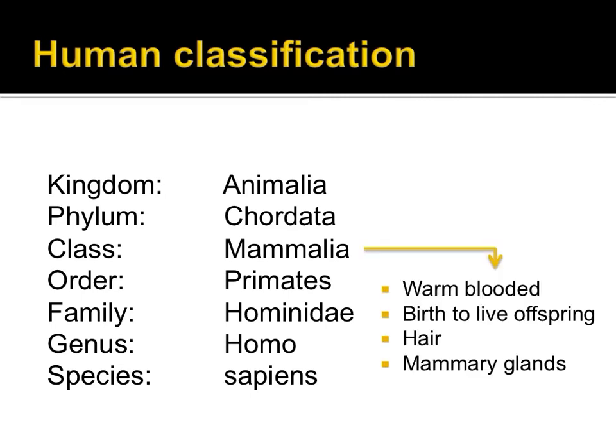Humans are mammals, hence the class Mammalia. We're defined as mammals for a number of reasons, some of which are shown on the right. Mammals typically have a few common characteristics. They're warm-blooded, they give birth to live offspring, they have hair, and they possess mammary glands. There are some exceptions, some outliers, but this is the general idea.